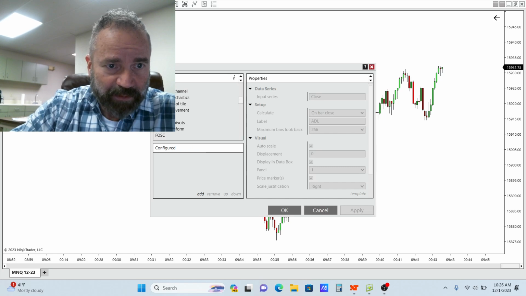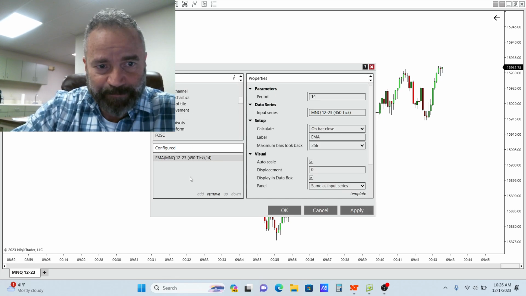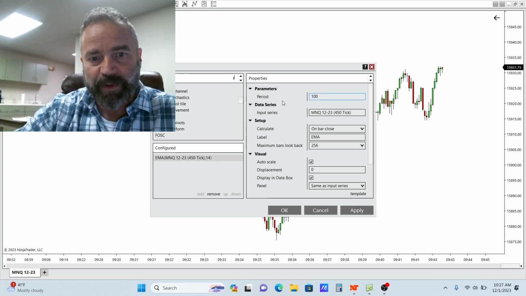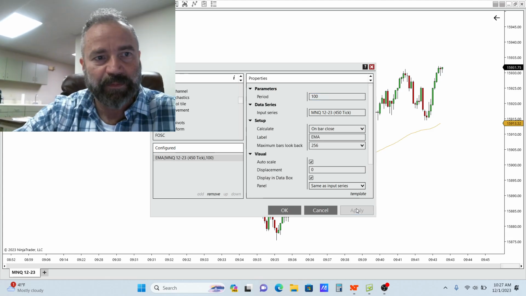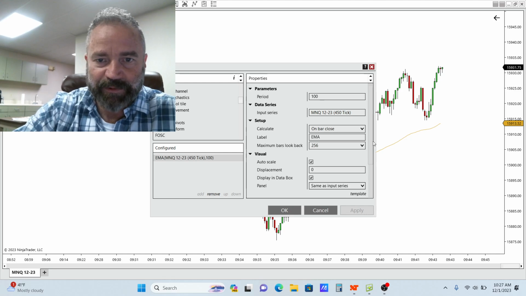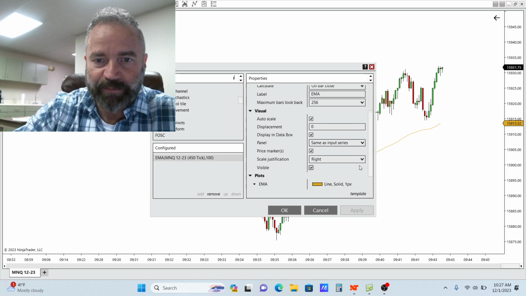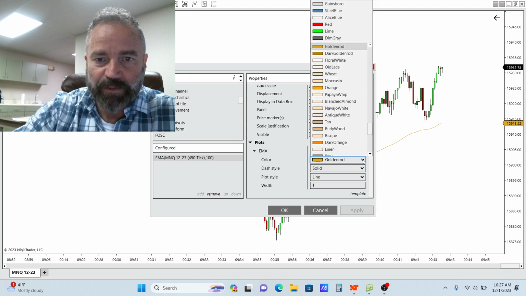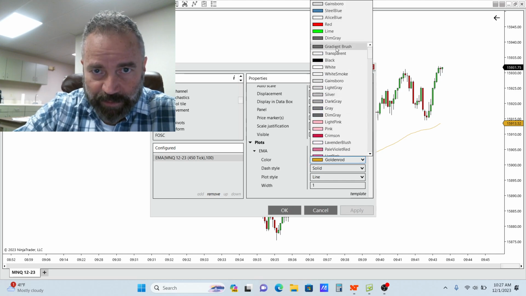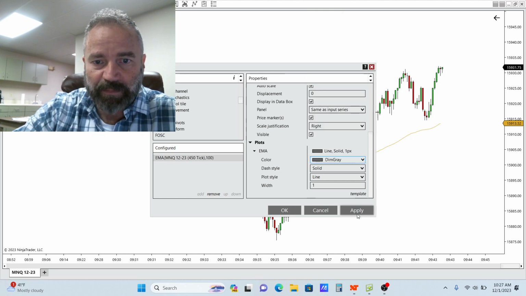And my first one is going to be a 100 EMA. We'll apply that. I don't like that color. Let's change the color down here to, let's go with the dim gray. Apply.